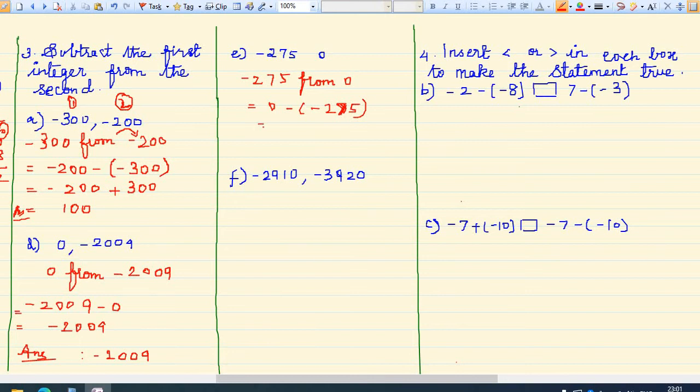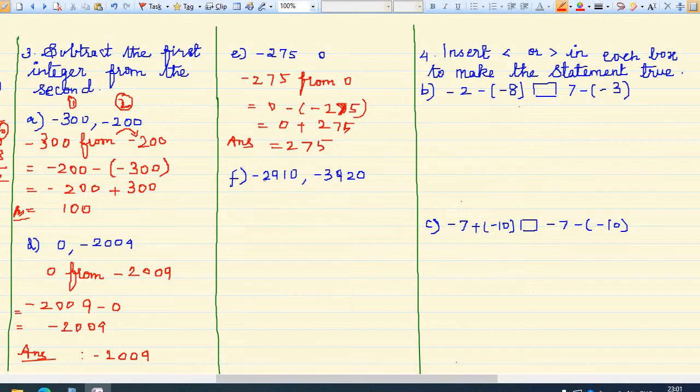275. So 0 plus 275. So any number with 0 is what? The same number. So 275 is your answer. Can you clear this, children?